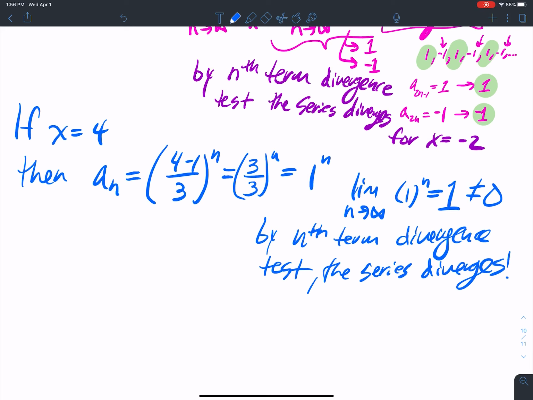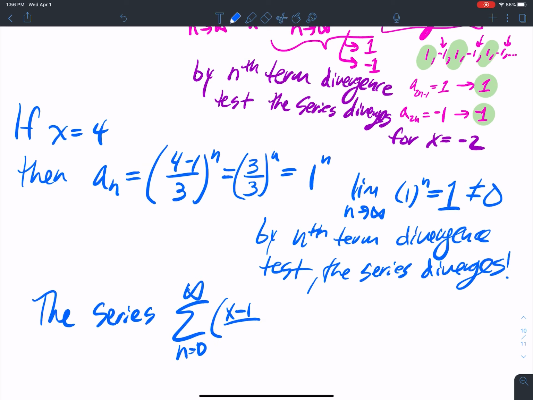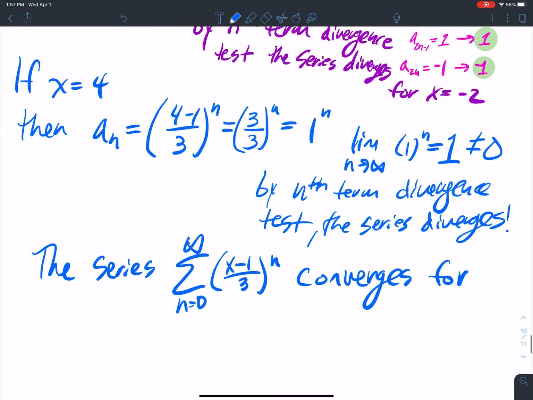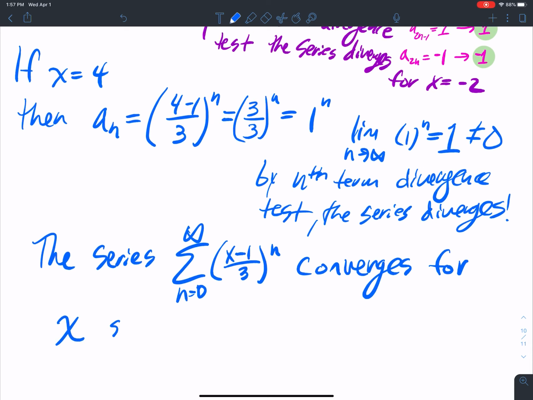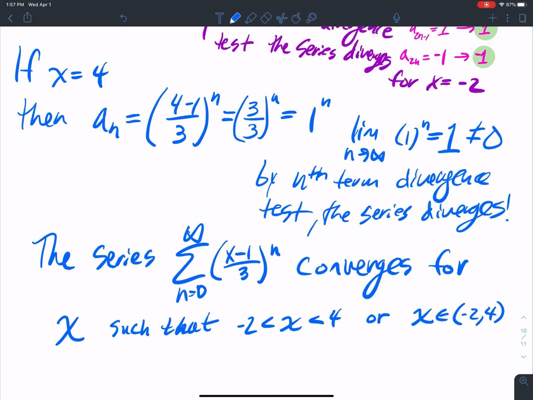So what does that tell me in summarization? It tells me that the series from n equals 0 to infinity of (x minus 1 over 3) to the n converges for x such that x is between negative 2 and 4. Or another way to write this, x is an element of the interval from negative 2 to 4.